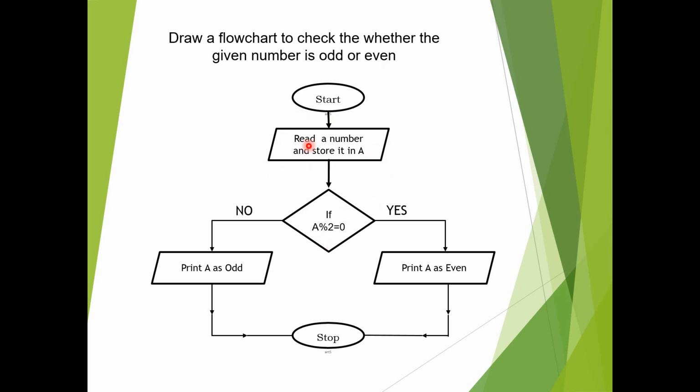Okay, listen very carefully children. The start symbol we are writing in oval shape. Okay, then we are connecting that arrow to an input box, that is parallelogram shape. We are giving input to read a number and store it in A.